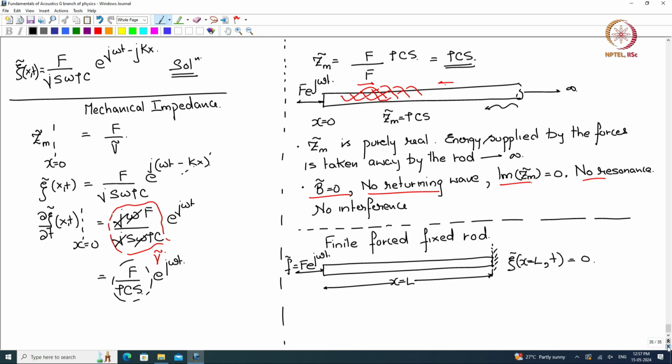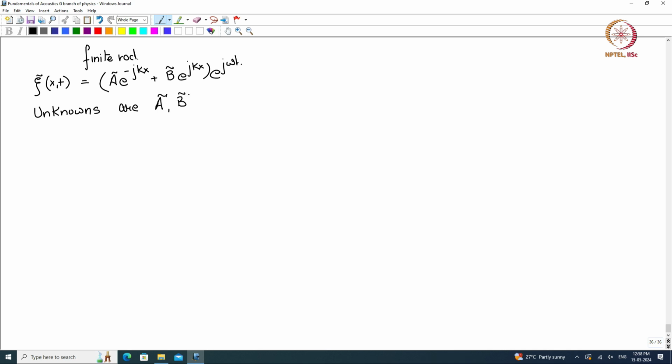Okay, so now because this is a finite rod, my solution will have both the terms in it: (Ã e^(−jkx) + B̃ e^(jkx)) e^(jωt). Now there are two unknowns, Ã and B̃. So we need two conditions, two boundary conditions.